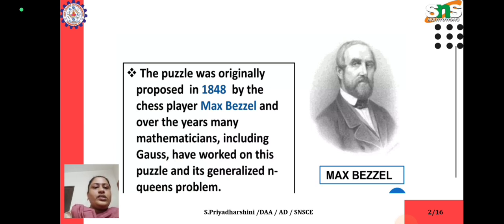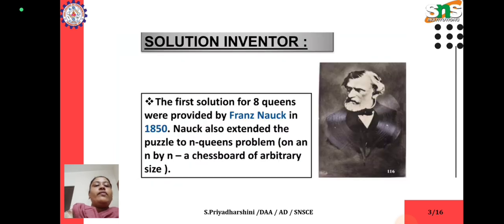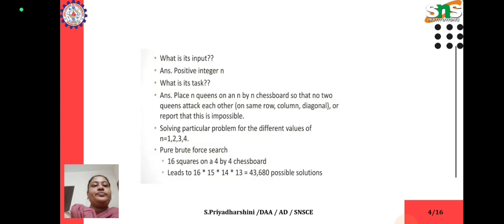The puzzle was originally proposed in 1848 by the chess player Max Bezzel, and over the years many mathematicians, including Gauss, have worked on this puzzle and generalized it to the n-queens problem. The first solution for the n-queens problem was provided by Franz Nauck in 1850. He also extended the puzzle to the n-queens problem on an n by n chessboard of arbitrary size.